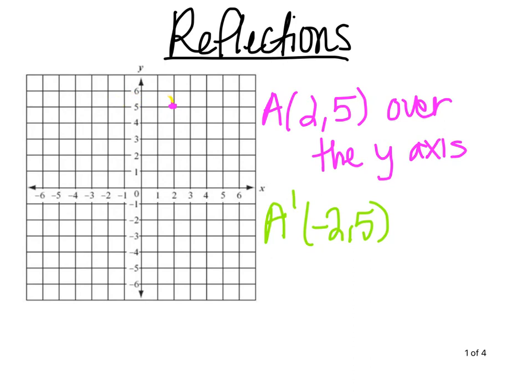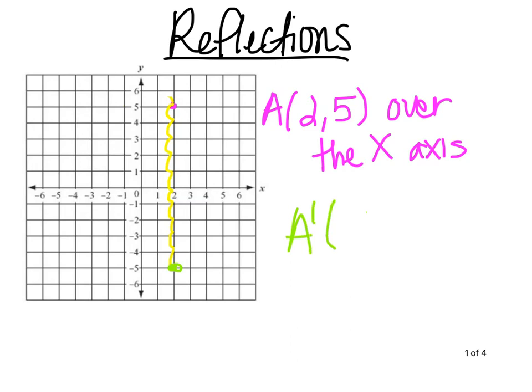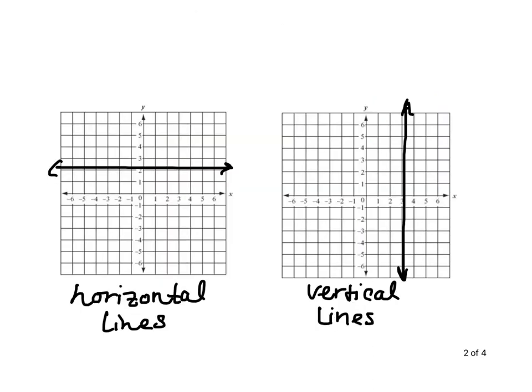So if we were reflecting it over the x-axis, that would change our new point. Okay, so now we want the x-axis. We would count to the x-axis, so 1, 2, 3, 4, 5, and the other way, 1, 2, 3, 4, 5. So that would be our new point, and again, we would use that same notation, and that new point is (2, -5).